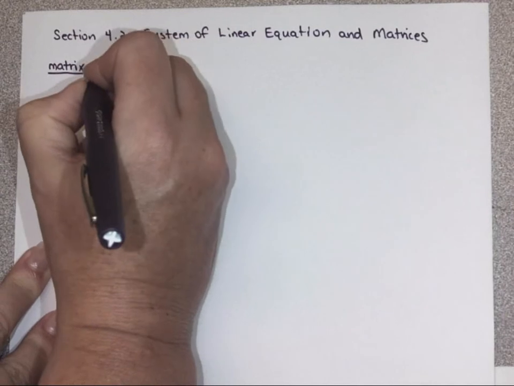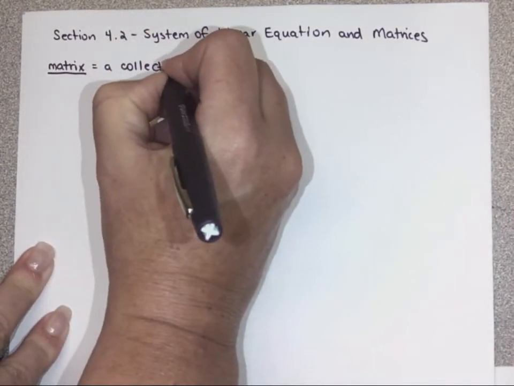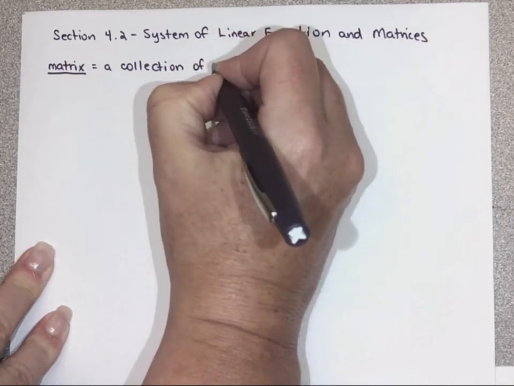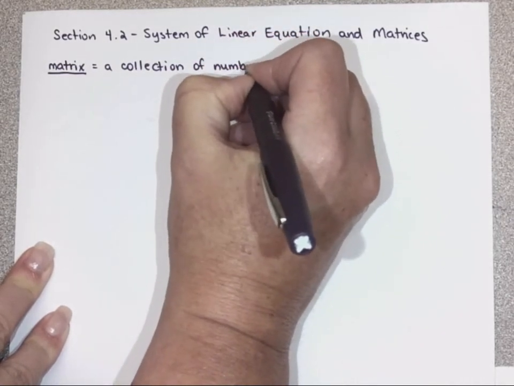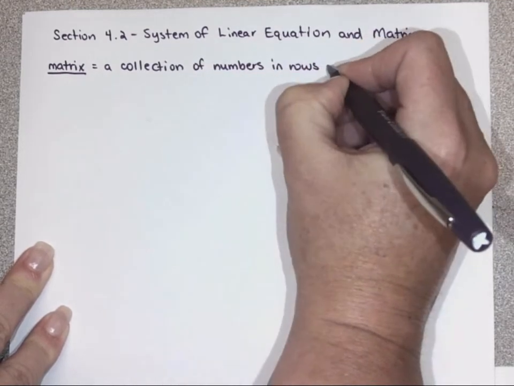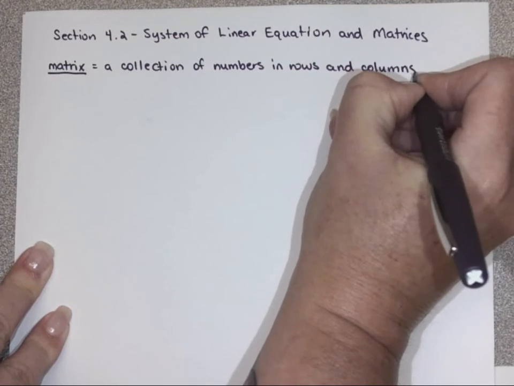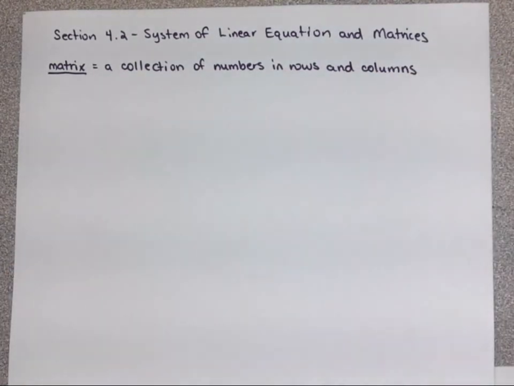All right, so we kind of talked about this last time, but a matrix is just a collection of numbers in rows and columns. The purpose of a matrix is to basically perform calculations on a set of numbers quickly and efficiently, usually all at the same time, kind of like we compared it to Excel.